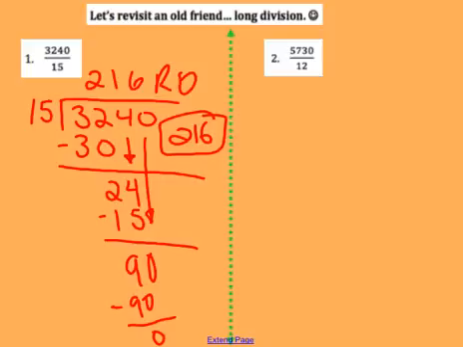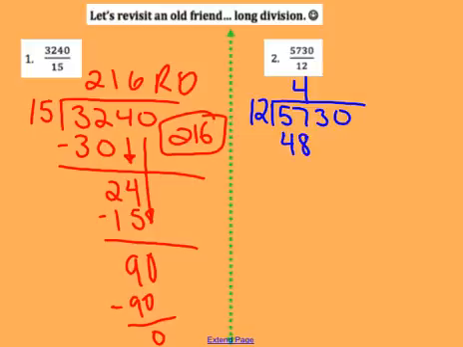Either way, the correct answer to this is 216. Then we have 12 as our divisor, and our dividend is 5730. I would have said 4. 4 times 12 is 48. What I do is I subtract those two lines to get a small number like 9. Bring down the 3. I might guess and check with my calculator to figure out how many times 12 goes into 93. I would have tried 9 first, because 9 times 10 is 90.